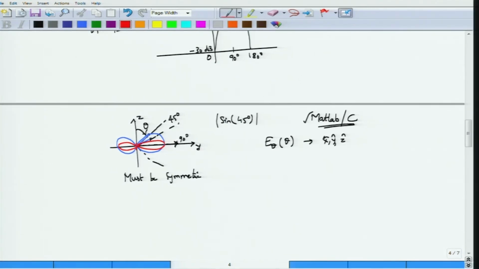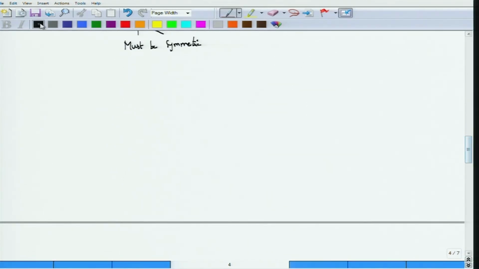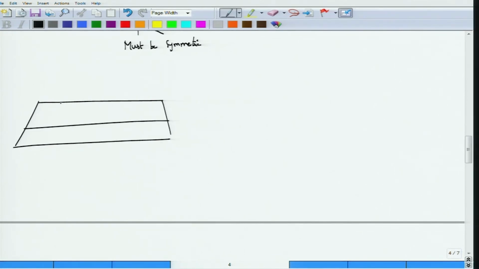All right, let me briefly comment something about the effect of ground. So let's say I have an antenna and then this is my ground. So I have a ground here, and on top of this I keep my antenna. So this antenna is assumed to be short. Don't be fooled by the length that I have drawn, that is supposed to be quite short.